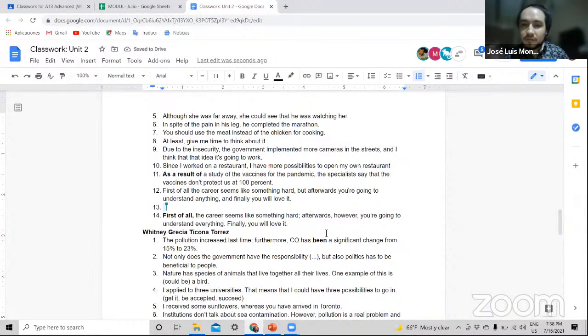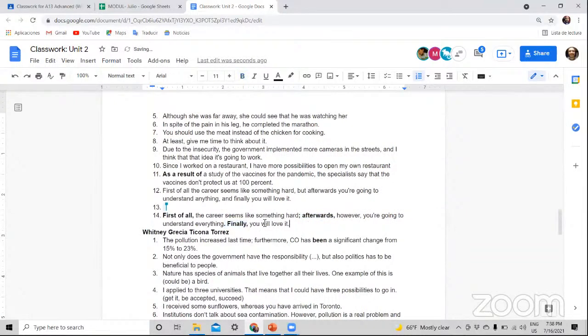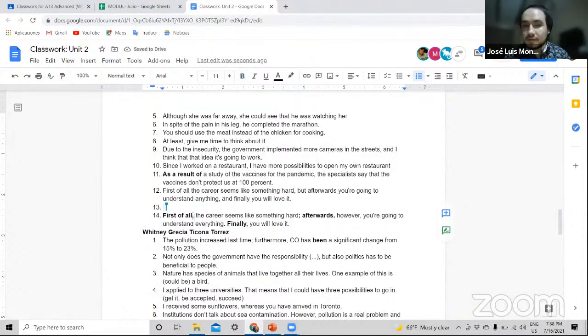But this is the idea over here, Mariana. If you want to use these connectors, you have to use them with either a period or a semicolon. And you have to use a comma after that word. All right, this would be the correction, Mariana. Do you have any questions or comments? Let me know. Okay, teacher.